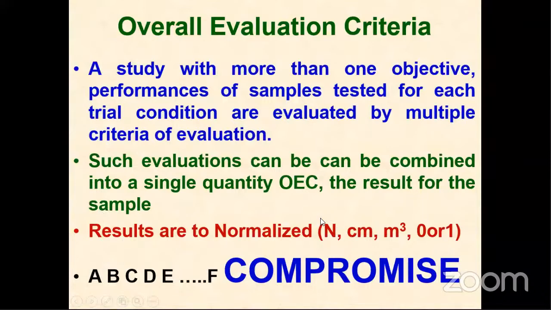One output will be in Newton, another in centimeter, another in meter cube, and another output may be discrete, zero or one. So that is very important. You have methods and steps to do all these things in the overall evaluation criteria.